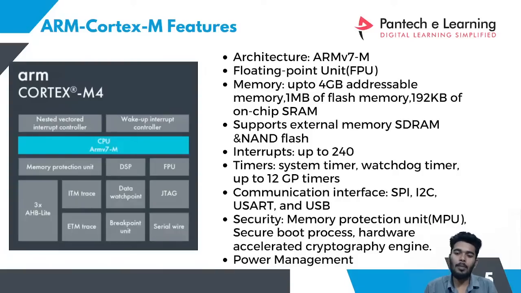For communication interfaces, it has SPI, the serial peripheral interface, I2C, the inter-integrated circuit, and USART and UART, both synchronous and asynchronous. Synchronous means it transfers data with a clock pulse; asynchronous means it transfers data without a clock pulse. So we have both features. We also have USB, the universal serial bus, and a memory protection unit.